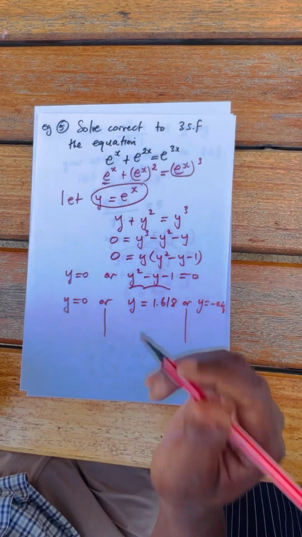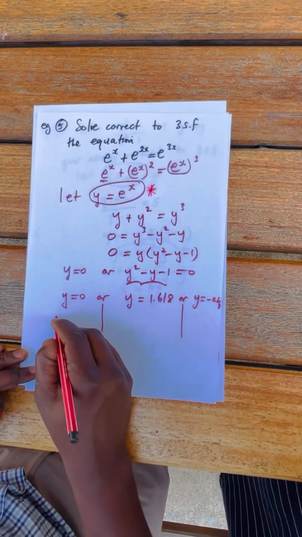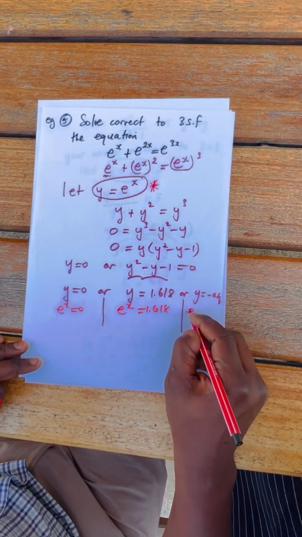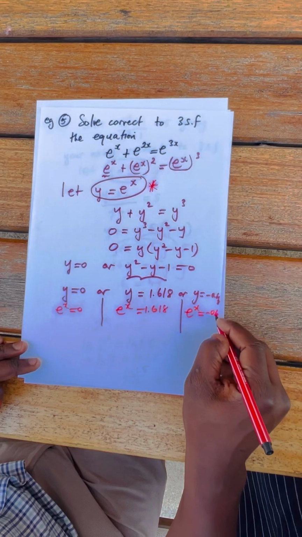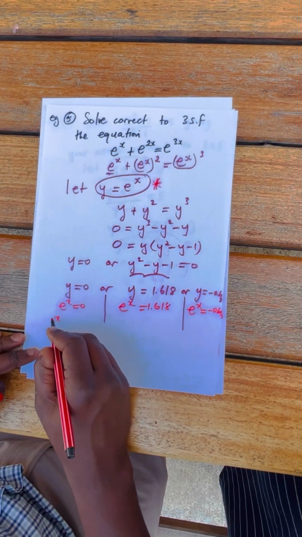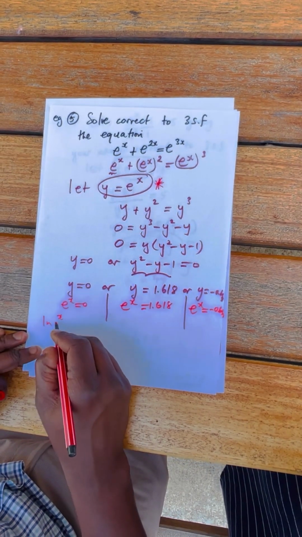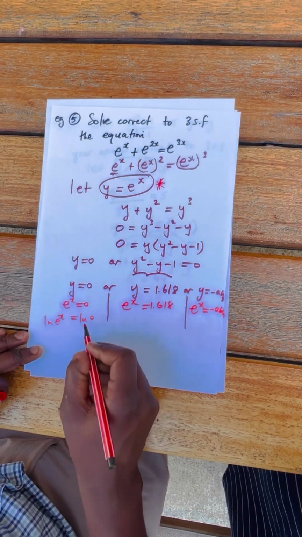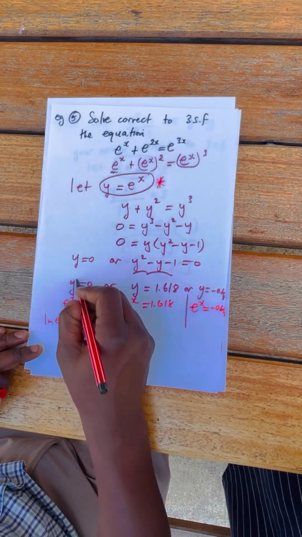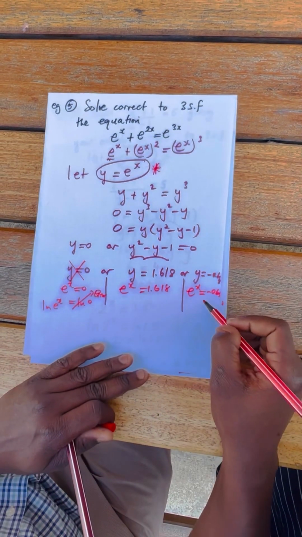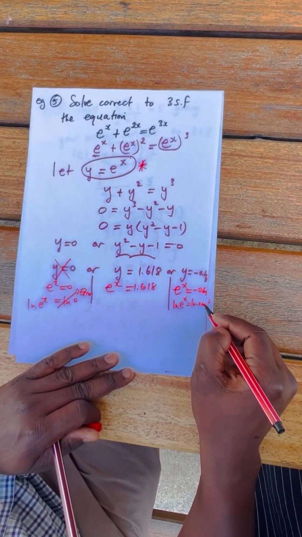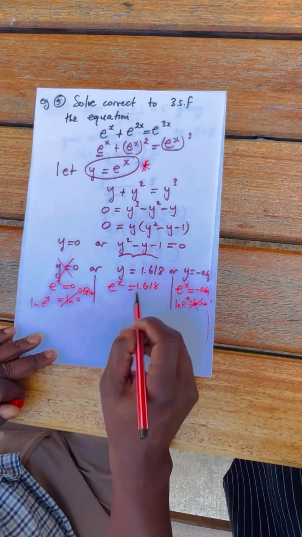Like I said, always when you make a substitution, don't forget to go back. So I go e^x equals 0, e^x equals 1.618, e^x equals minus 0.618. Since x is a power, I'm going to apply ln. If I apply ln, I'm going to have ln e to the power x equals ln 0. Now ln 0 from my calculator will give me error. So it means that this will not give me a solution. Same applies this side. If I apply ln both sides, I'll have ln of negative 0.618. This will give error.